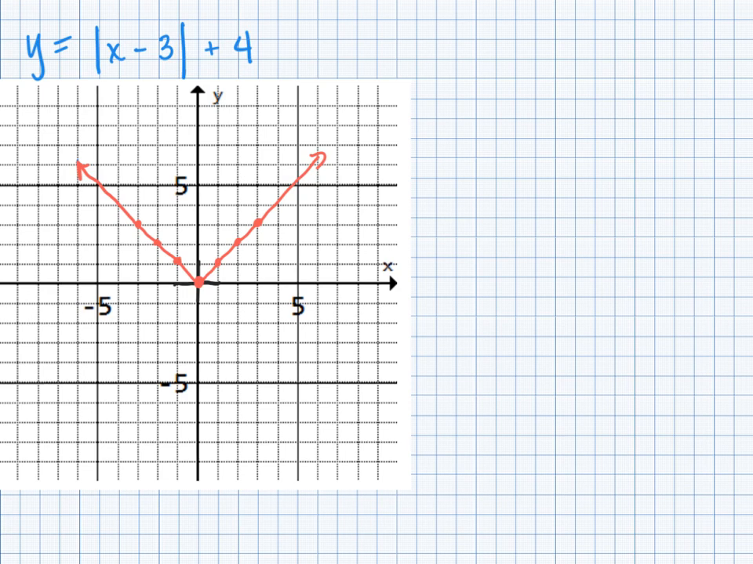And then when I look at my transformation, remember the graphing form, or the general equation, is y equals the absolute value of x minus h plus k. In this particular case, the h, k is 3, 4. So that means that I'm going to move my graph right 3 and up 4, and there's my new graph. And that's that for that particular transformation.